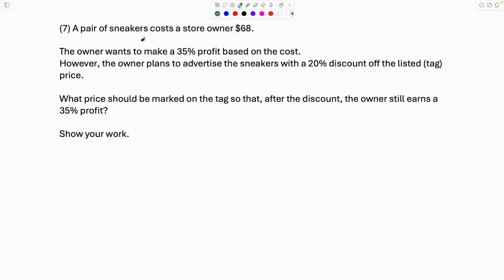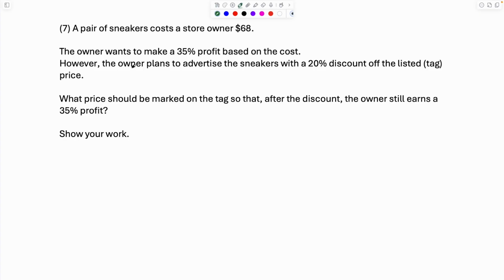Question 7. A pair of sneakers cost a store owner $68. The owner wants to make a 35% profit based on the cost. However, the owner plans to advertise the sneakers with a 20% discount off the listed tag price. What price should be marked on the tag so that after the discount, the owner still earns a 35% profit, and we have to show our work?